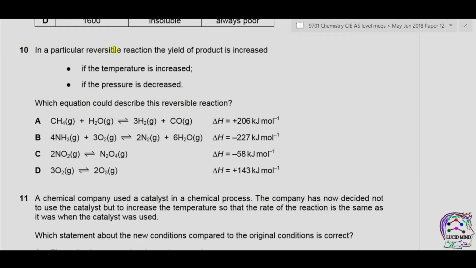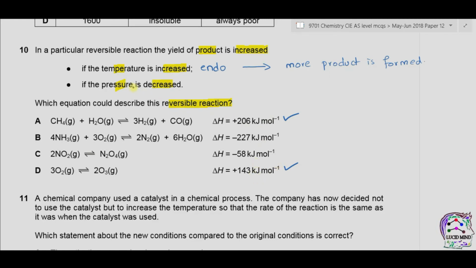Question 10. In a particular reversible reaction, the yield of product is increased if the temperature is increased, if the pressure is decreased. Which equation could describe this reversible reaction? Now we know that if the temperature is increased for an endothermic reaction, the reaction will go in the forward direction and more product is formed. So the reaction must be endothermic. So it could be this one or this one, as the enthalpy change is positive for an endothermic reaction.